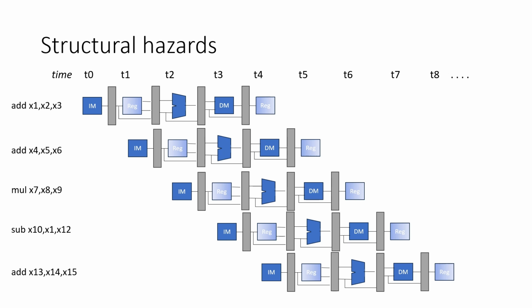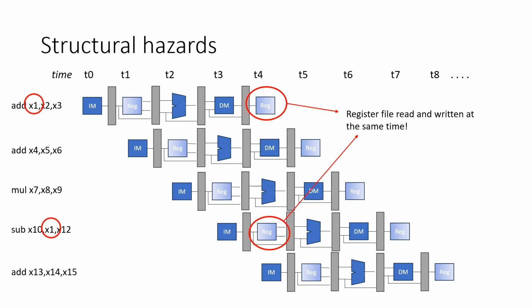Life is not always so good that you can retire one instruction every clock cycle in a 5-stage pipeline. There are hazards that complicate things. The first one we will introduce is the structural hazard, which occurs when a hardware component needs to be used by two instructions at the same time. Here, for example, the first add instruction would like to store the result in register X1 in the same clock cycle as the sub instruction would like to read the same register. How do we deal with that?